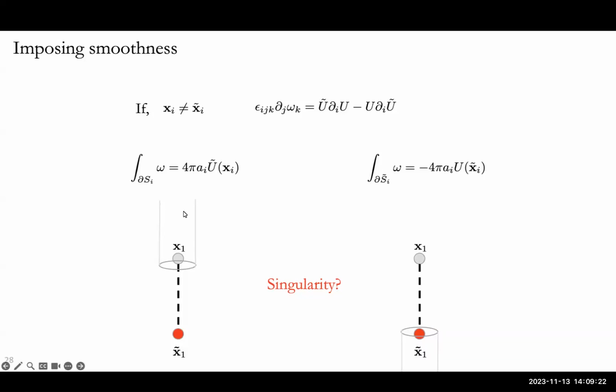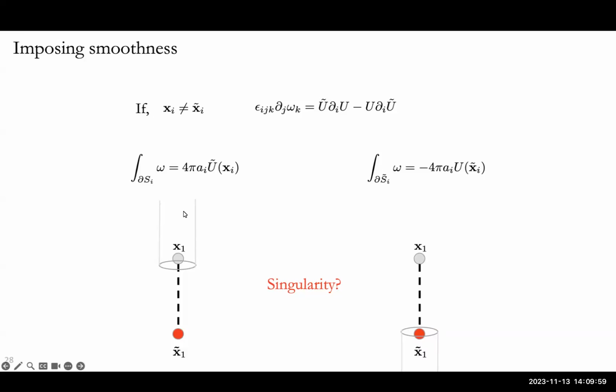The integral of omega, using Stokes' theorem and the fact that u and u tilde are harmonic, one finds that the integral of omega on a cylinder that surrounds the north or south pole is given by the following values: 4 pi a times u tilde and minus 4 pi a times u, where a's are the residues at the poles of u and u tilde. So naively, because the integral of omega along an infinitesimal circle has a finite value, it seems that we have a singularity in this geometry.